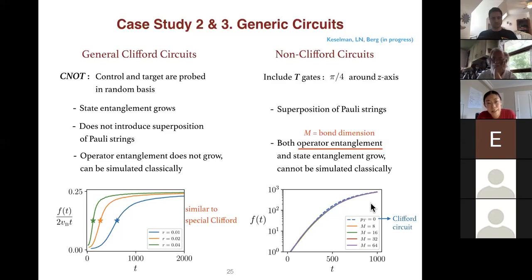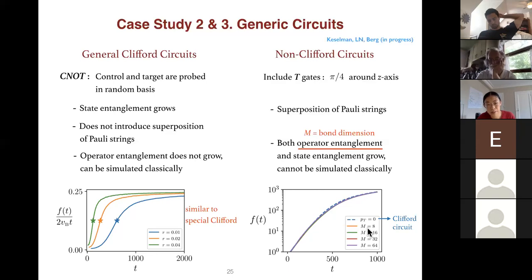Your bond dimension just means, like in a matrix product state representation? Yeah, okay, it's a bond dimension. But we're still just talking about qubits, so bond dimension two? Yes, yes. But this bond dimension, roughly speaking, is proportional to the operator entanglement. When you treat the operator as a state, you can make a cut and study the entanglement of the operator. And how many bonds you cut there is the bond dimension. How many bonds you cut there tells you how much entanglement you have between the two parts.